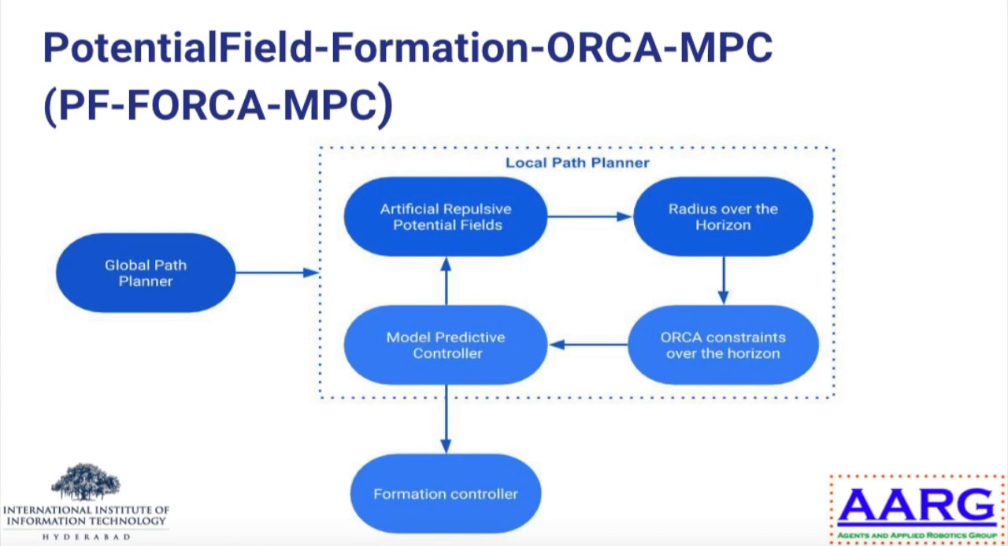We present the potential field formation ORCA-MPC algorithm, or PF-FORCA-MPC in short, which is decentralized, and there are primarily 6 stages, namely global path planning, computing artificial repulsive potential fields, radius over the horizon, computing ORCA constraints over the horizon, model predictive controller, and finally the formation controller.